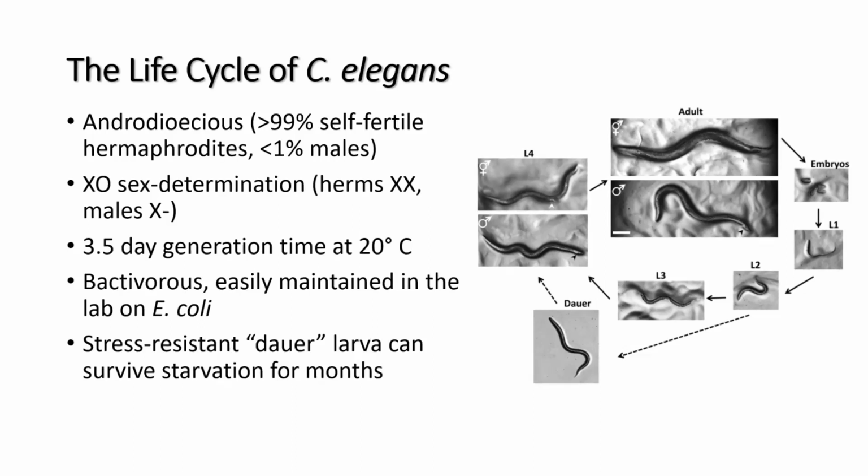Now there are wild strains of C. elegans where you get many more than 0.1% males. Most strains, the sex ratio is about that. At 20 degrees, they have about a 3.5-day generation time. At 25 degrees, they have a 3-day generation time. If you want to get a generation time faster than that, you have to work with microbes, with yeast. So this is about as fast a life cycle as you can get for a multicellular organism.